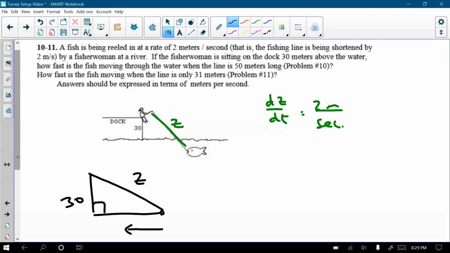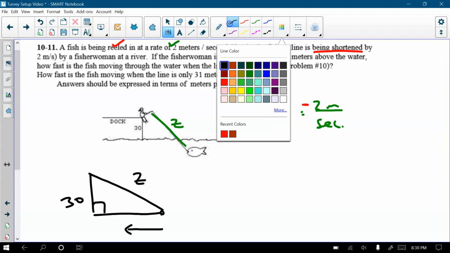The rate we got, let's check that off. Fishing line is being shortened by 2 meters per second. Now, if it's being reeled in, then that means that dz/dt is actually negative 2 meters per second, because the length of that line is decreasing. It's being shortened. And whenever we have a function that is being decreased, its derivative should be negative. Okay, got that part. So got the 30 meters above part.